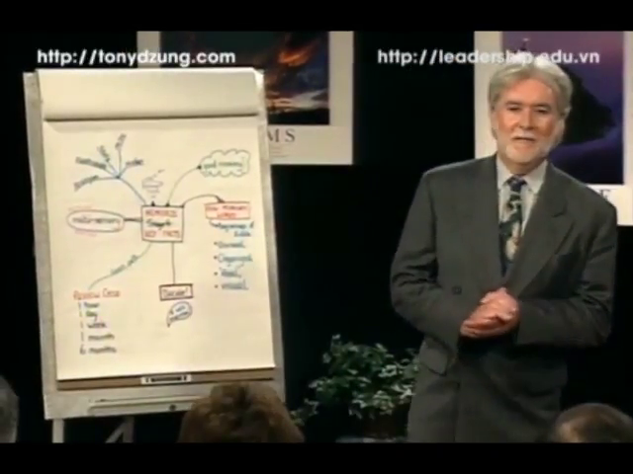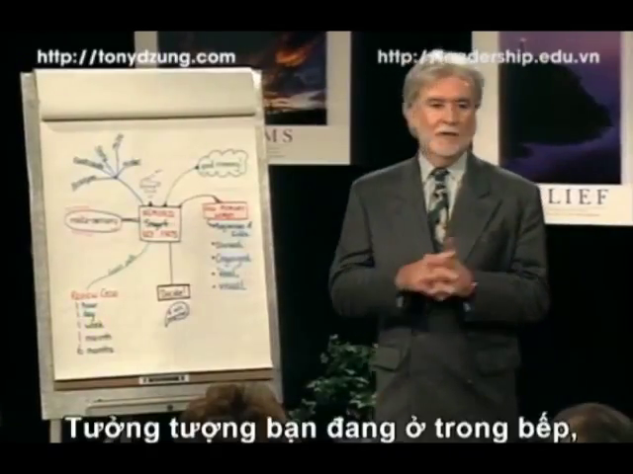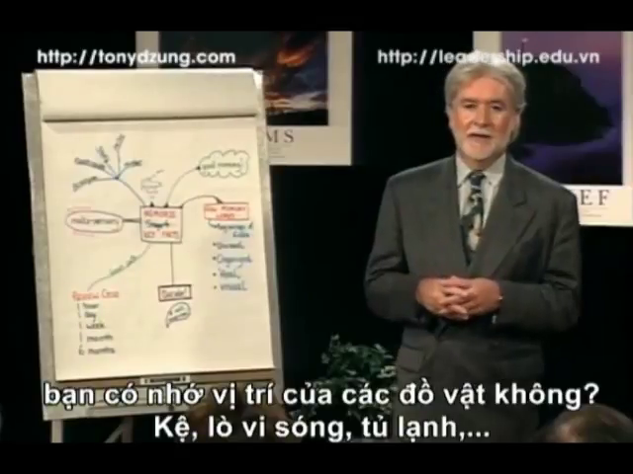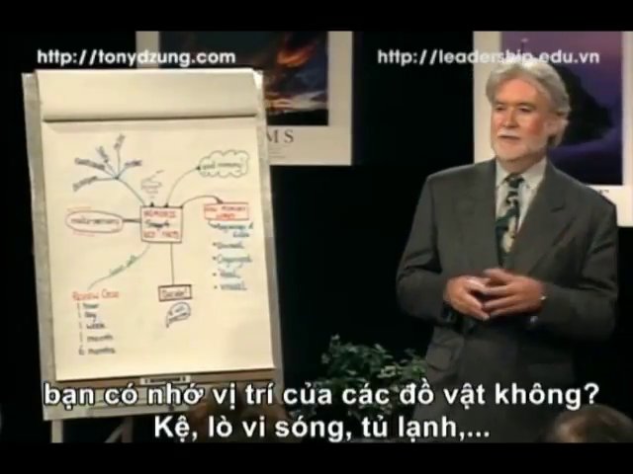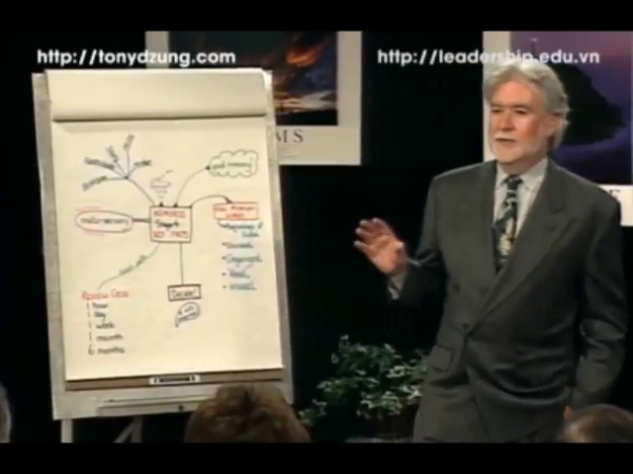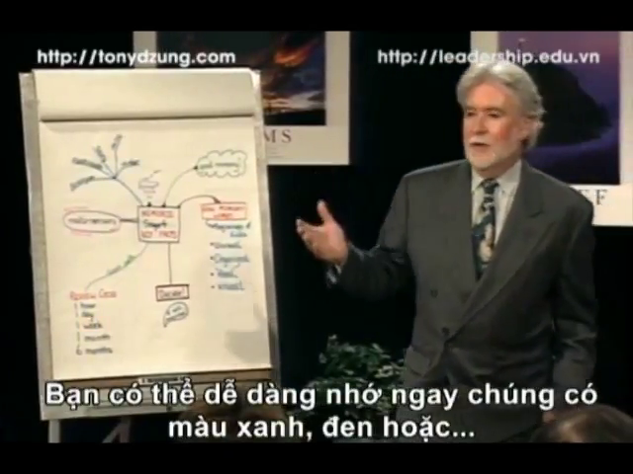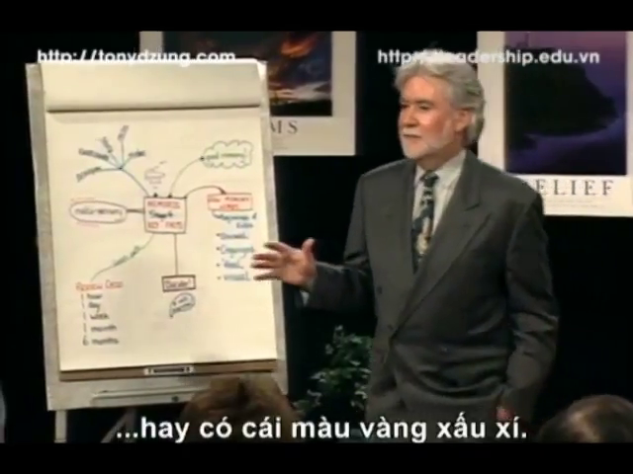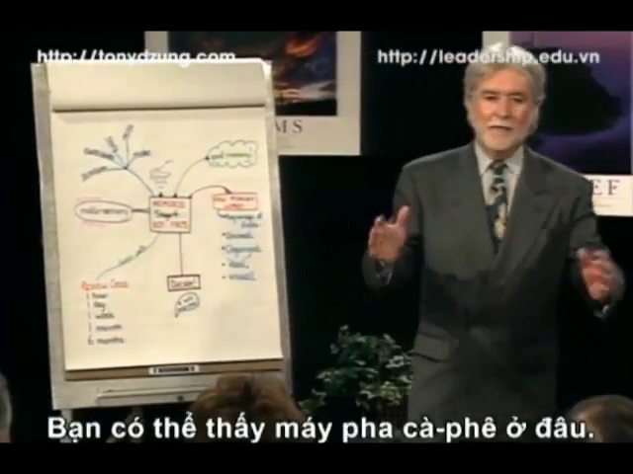Let me just test you for a moment. Imagine that you're in the kitchen of your home. Can you see it? Can you see everything that's there? You know where the oven is situated. You know where the refrigerator is situated. You could probably see the color of it, whether it's black or green or that ugly yellow that they have sometimes. You can see where the coffee machine is.